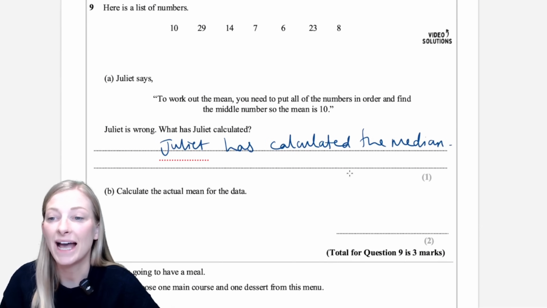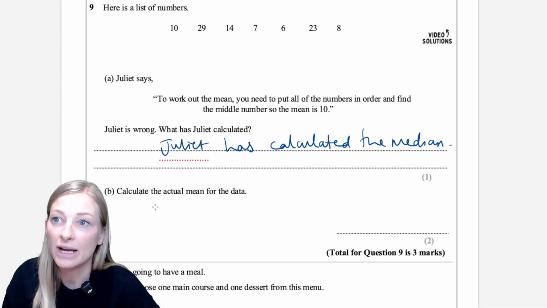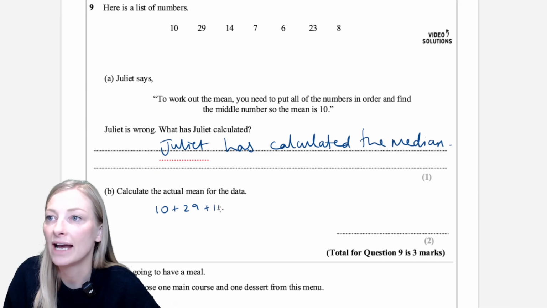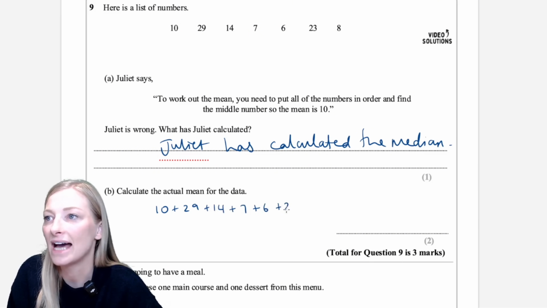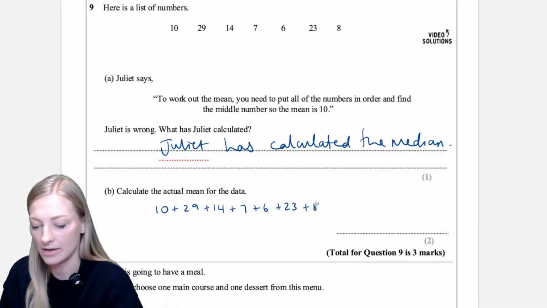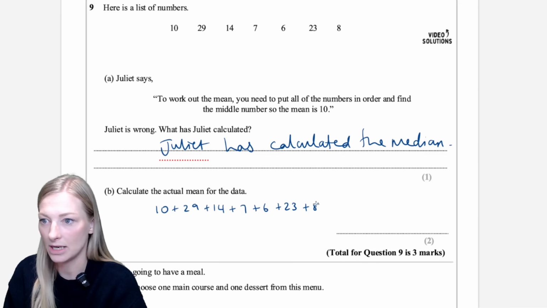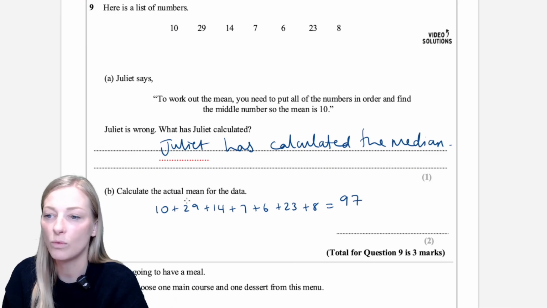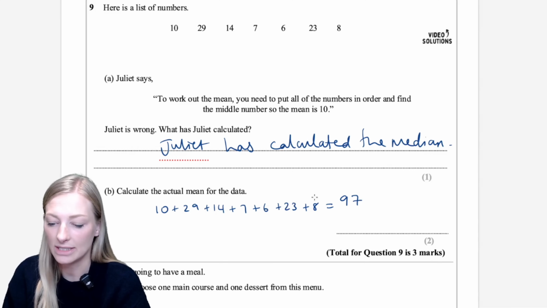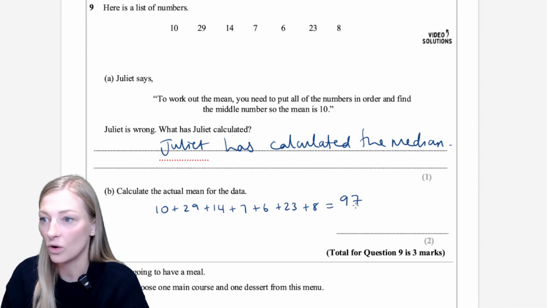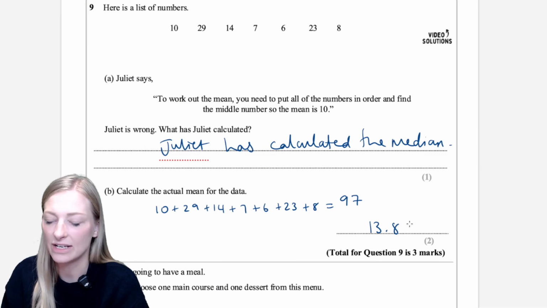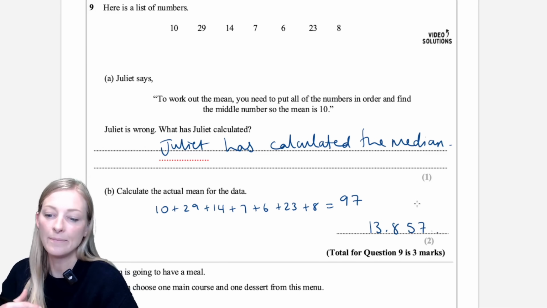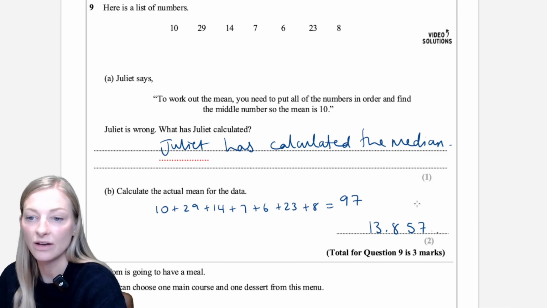And then it says calculate the actual mean for the data. And to work out the mean, we add all of those numbers together and divide them by how many there are. So 10, add 29, add 14, add 7, add 6, add 23, add 8. And that is 97. You're then going to divide that by how many numbers there are. 1, 2, 3, 4, 5, 6, 7. 97 divided by 7 gives me an answer of 13.857. Lovely. Great. 13.857 would be my answer for that one.